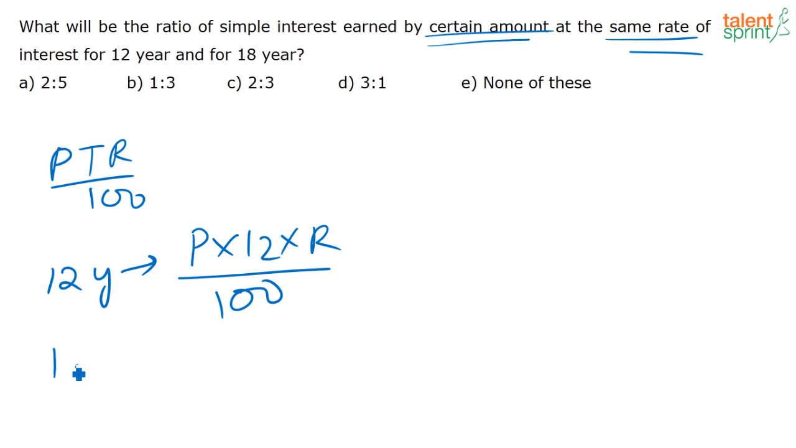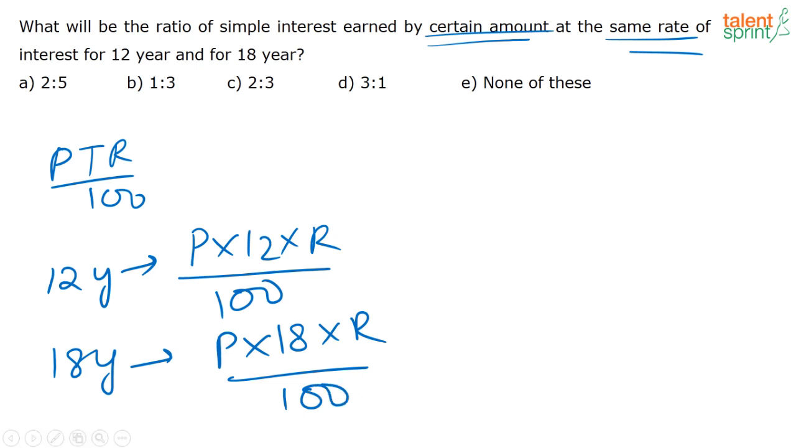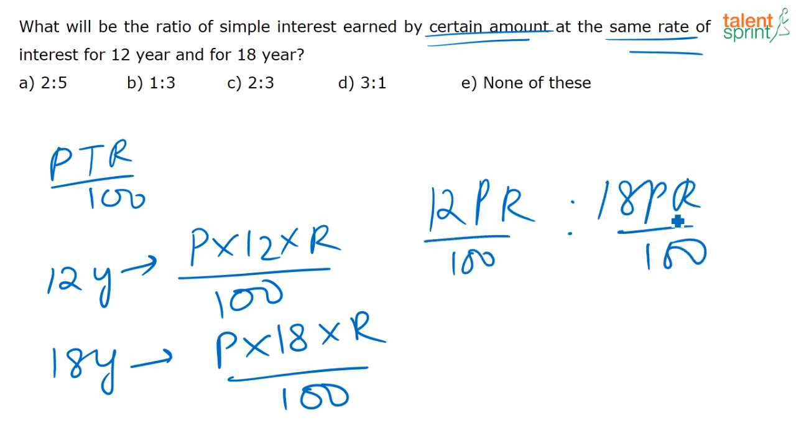Now, for 18 years, what will be the interest earned? It will be P into 18 into R/100. Now what is the ratio of these two? All the terms are common, right? See, 12 PR/100 is to 18 PR/100. PR/100 is common, gets cancelled. So 12 is to 18 is nothing but 2 is to 3.